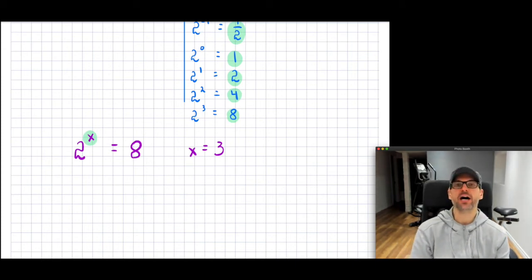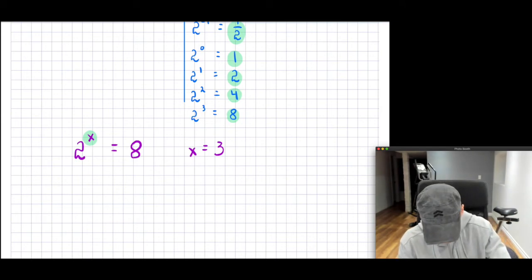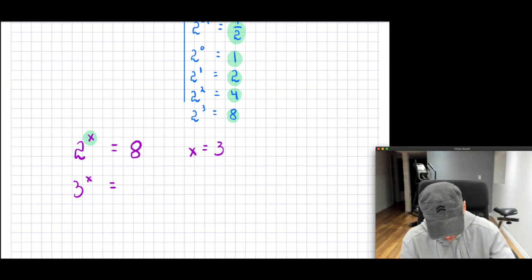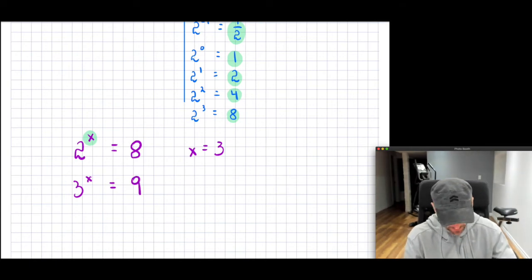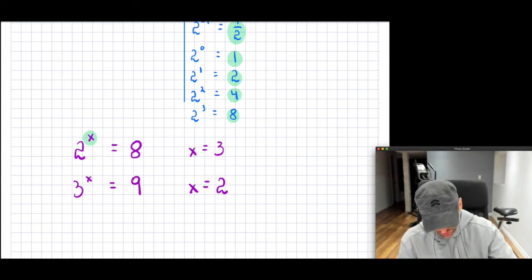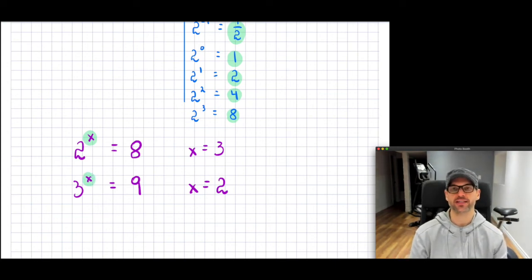Now, we can take other values as well. So what if we had something like this? 3^x, so our base was now 3. And here, let's say that this was 9. Well, you would say, oh, that's just x is equal to 2. And you're correct. That's exactly it. So what we're trying to do is find out what the exponent actually is.